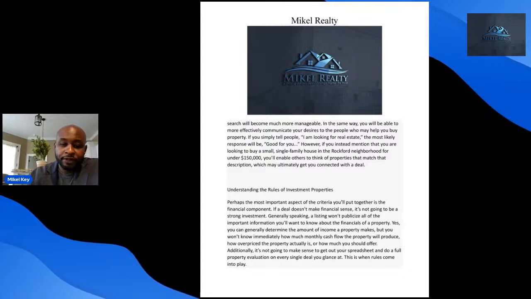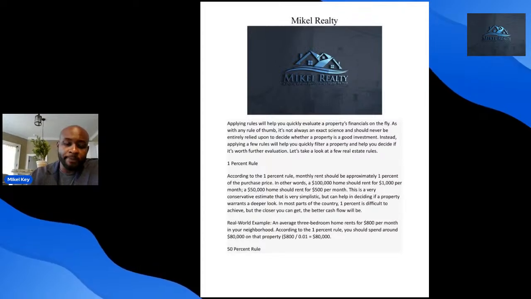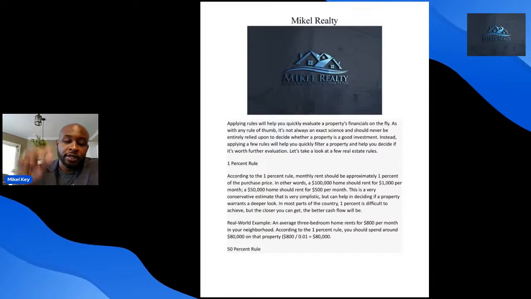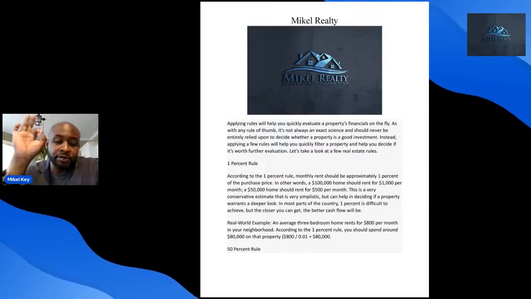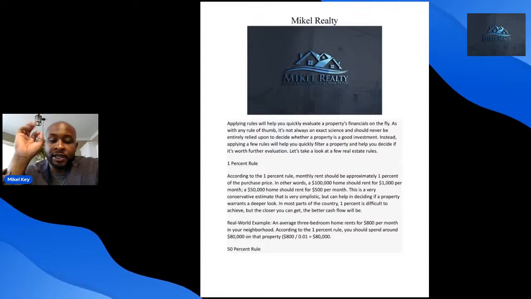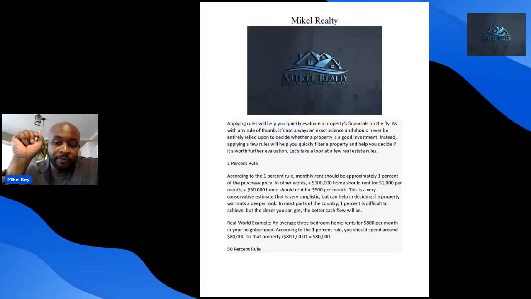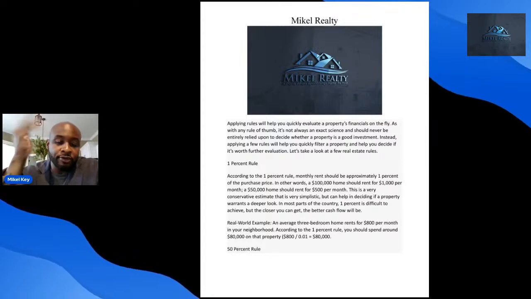So, understanding the rules of investments, we already talked about the 70% rule. Let's go over the 1% rule. According to the 1% rule, monthly rent should be approximately 1% of the purchase price. In other words, if you have a $100,000 home that you're looking to buy, the rent should at least be $1,000 a month. For a $50,000 home, the rent should be $500.